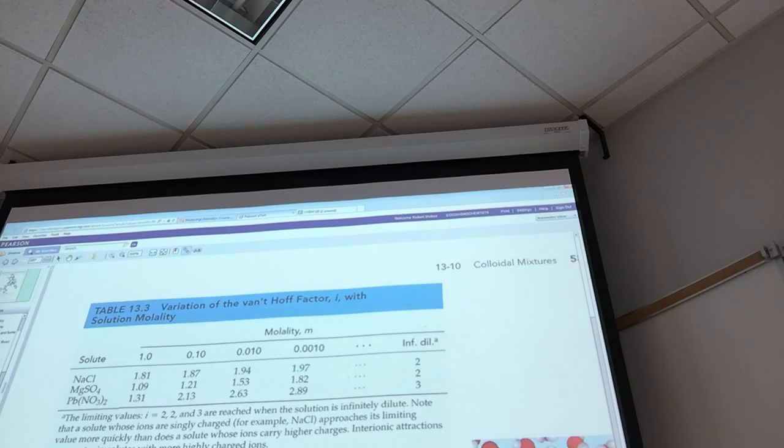So the ideal is in the far right column, 2, 2, 3. But when you look at the columns, they are getting further and further away from ideal as the molality increases. So as the concentration gets higher, things behave less ideally. Well, solubility can have an impact on the concentration, but that's not something we have control over necessarily. So at higher concentrations, we expect greater deviations.